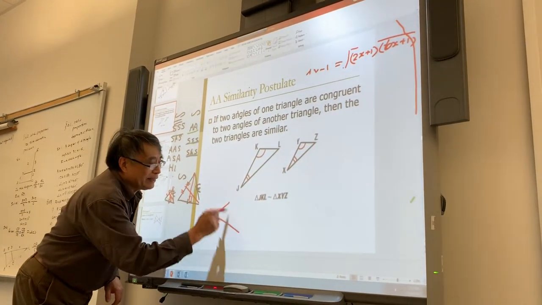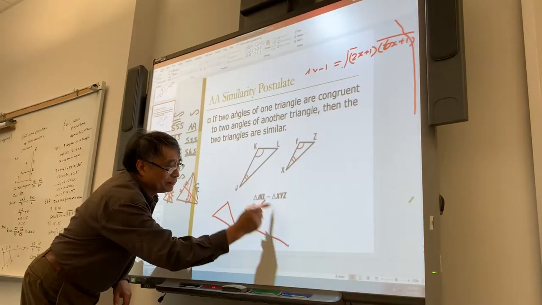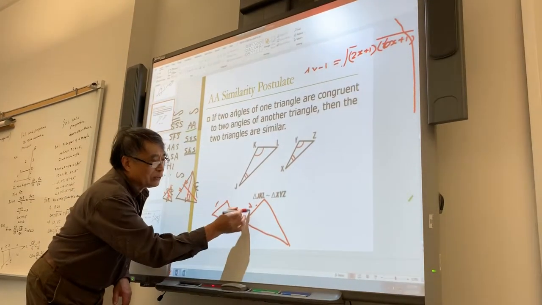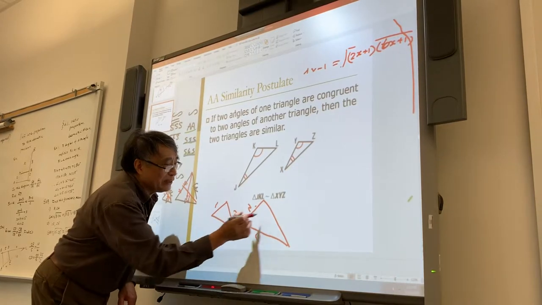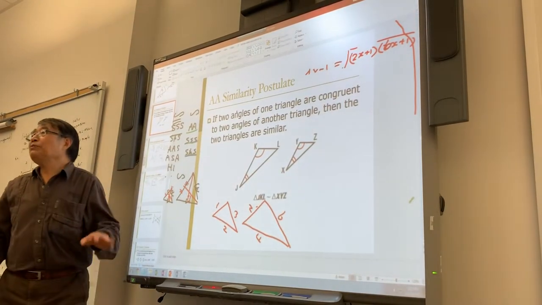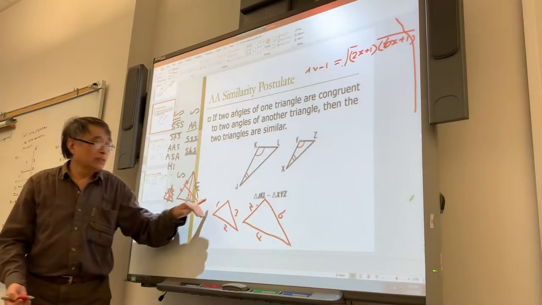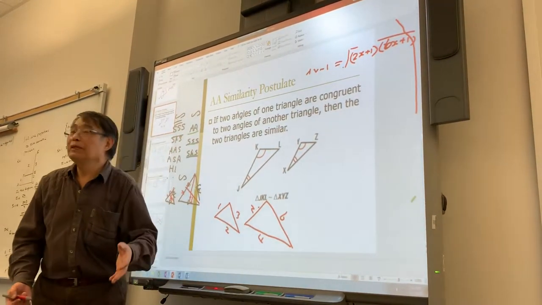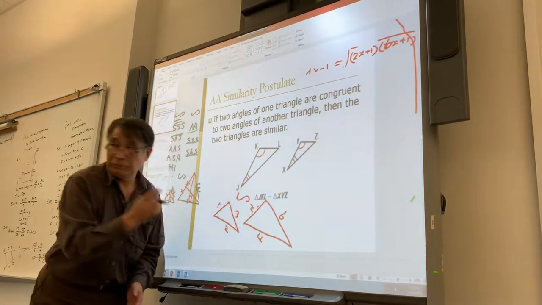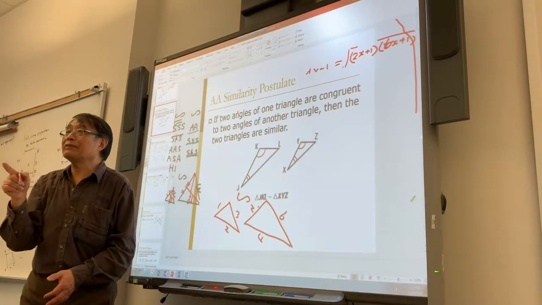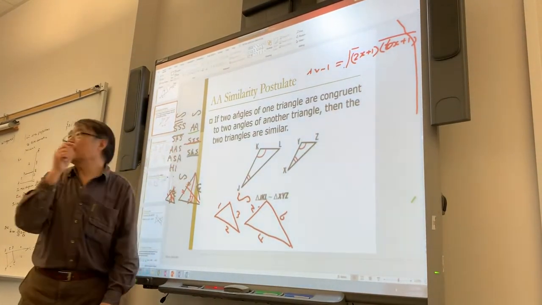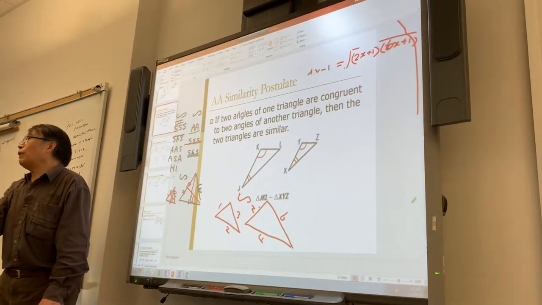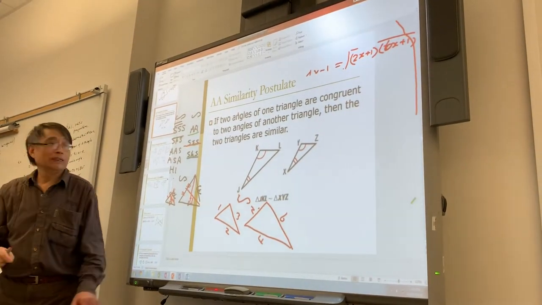Second, SSS. If this is 1, this is 2, this is 2, this is 4, this is 3, this is 6. Every side is different, but 1 over 2 is half, 2 over 4 is half, 3 over 6 is half. They are similar by SSS, which means every corresponding side is proportional, not congruent.